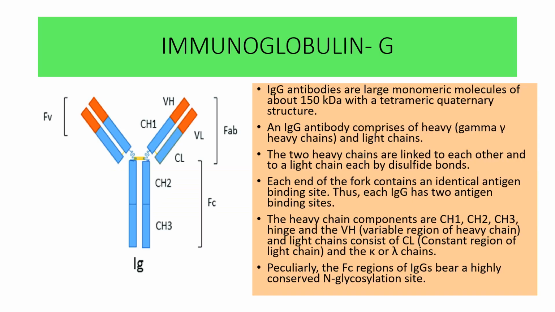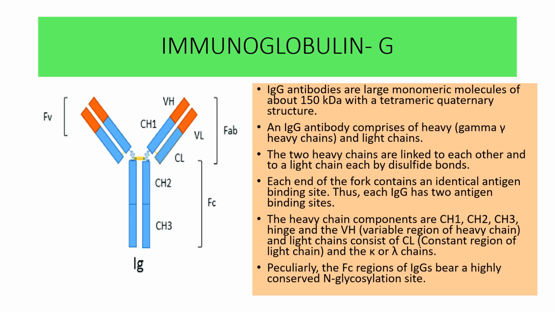Today we'll discuss immunoglobulin G. Immunoglobulin G is a large monomeric molecule of about 150 kilodaltons. It has two chains, heavy chain and light chain. The heavy chain is also known as the gamma heavy chain.